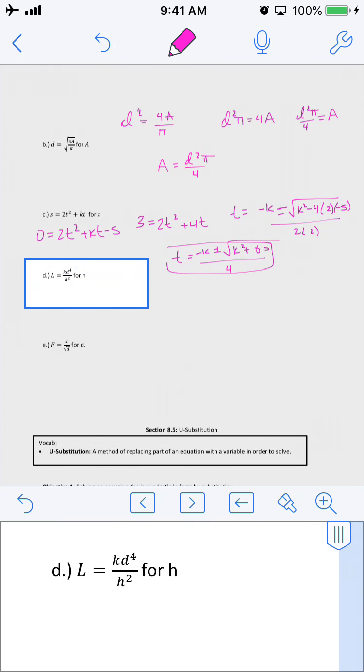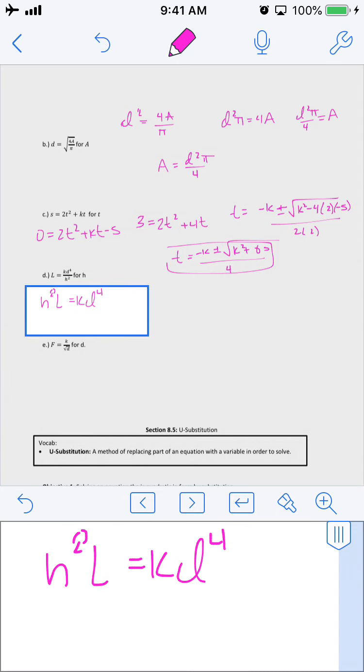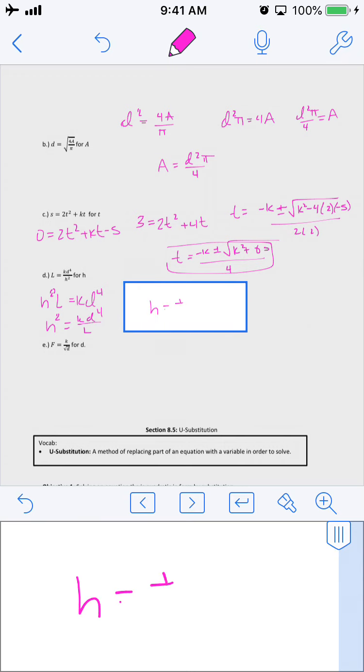This one is virtually the same as one of the earlier ones we did today. So let's go ahead and do it real fast. L equals k d to the 4th over h squared. Solve for h. Well, the h is in the bottom. That's a problem. And so we move it to the other side by multiplying, because it's dividing. I want to multiply it. And then we're solving for h. So h squared equals k d to the 4th over L. Move that L back. And then square root it, plus or minus the square root of k d to the 4th over L.